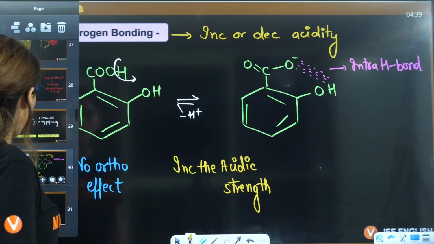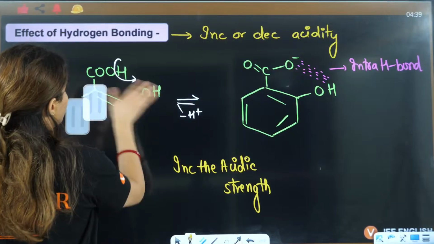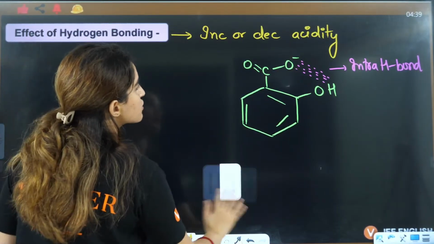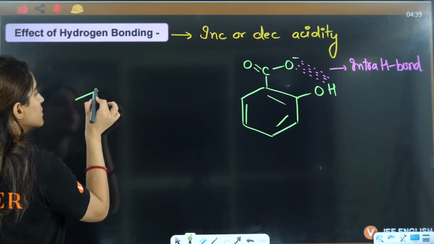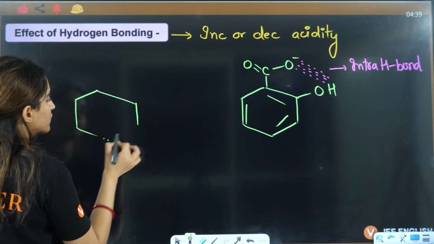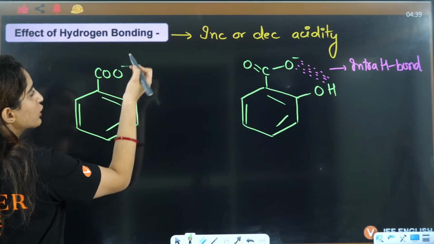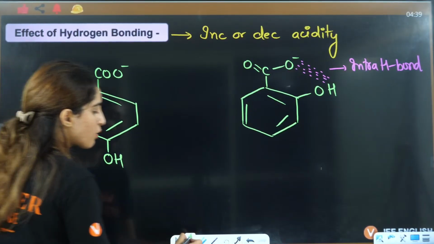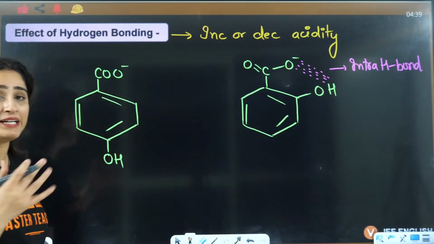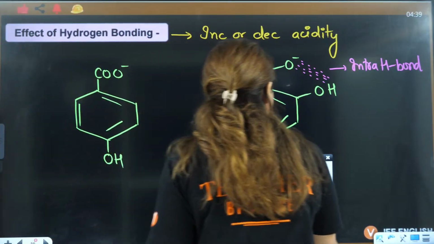Now let's talk about if you have this at the para position and the ortho position. This is the ortho position. Let's talk about this same thing on the para position. If you have OH on the para position, and it loses H positive, it is not going to show any hydrogen bonding. No intra-hydrogen bonding is there, right?